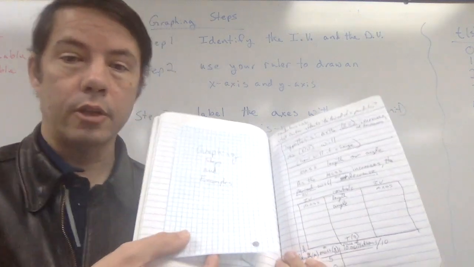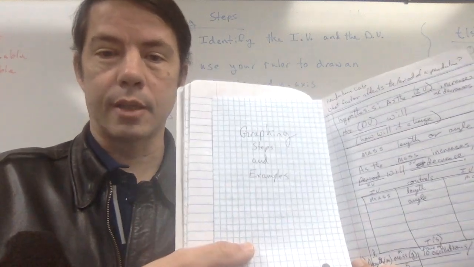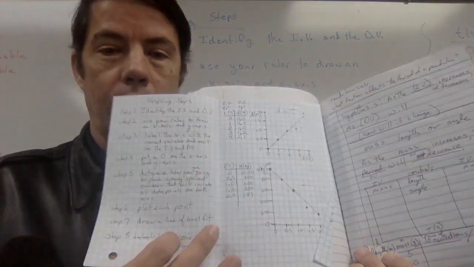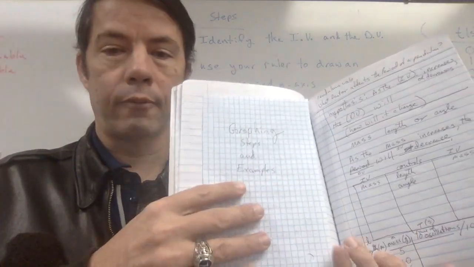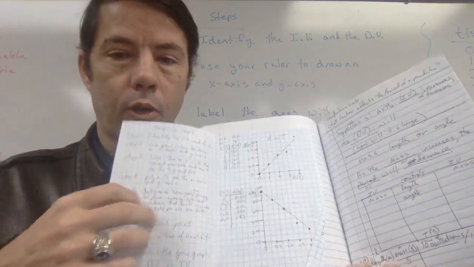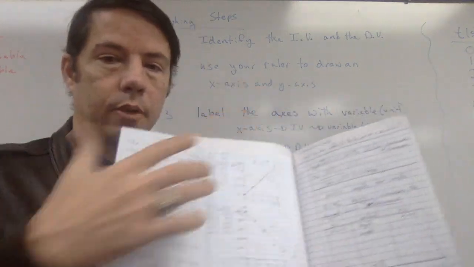So first thing we're going to do right now is we're going to set up this little page right here. It's graphing steps and examples. This is going to be done on graph paper, so you're going to need a piece of graph paper. You're going to need to fold it in half. You're going to put the title, Graphing Steps and Examples, and then we're going to write the steps, which I'm going to go through up here on the board.